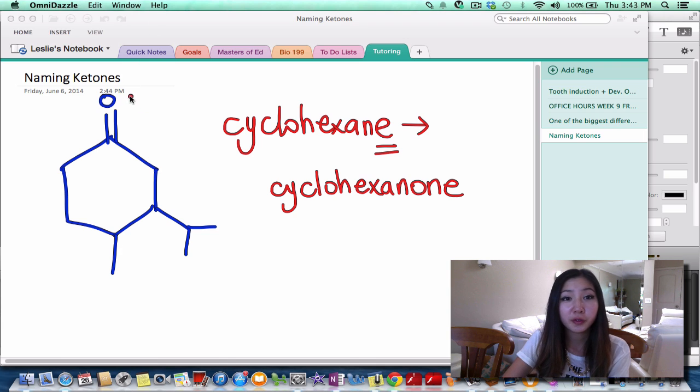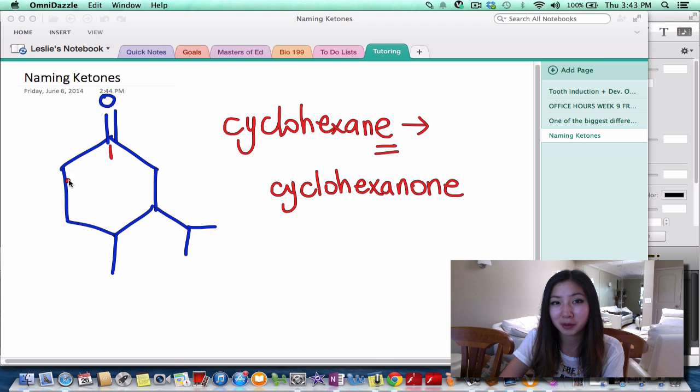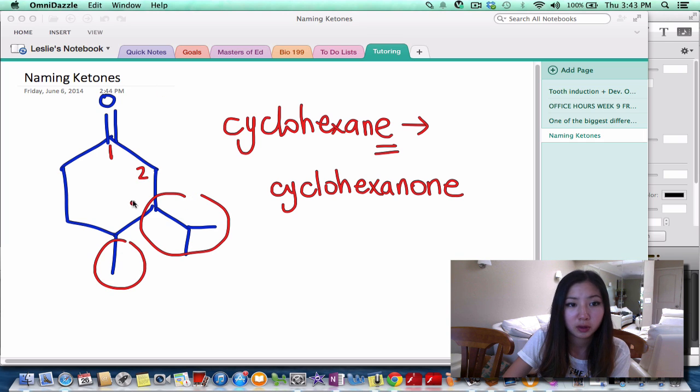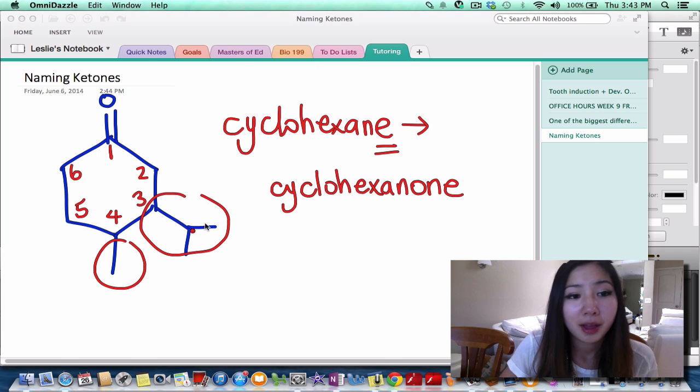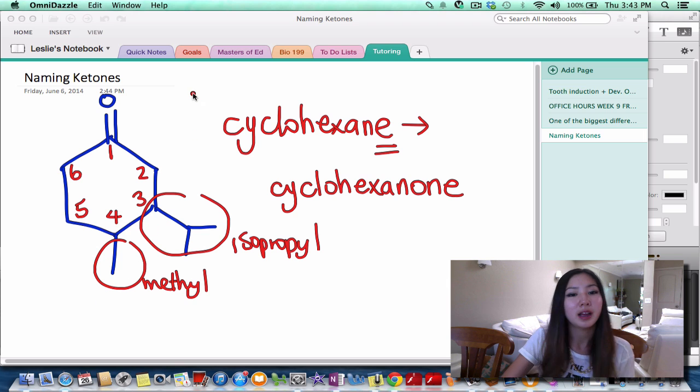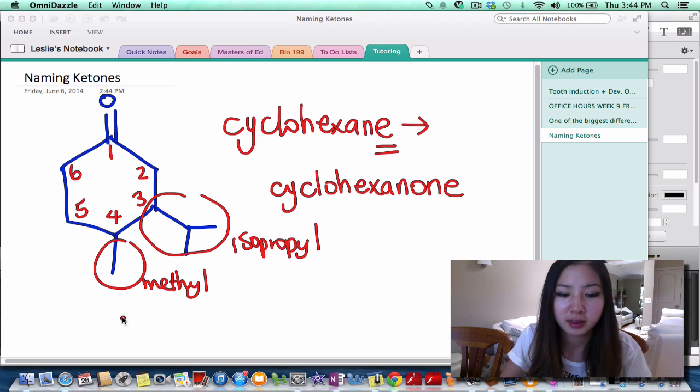So in a ring, you always make the carbon connected, the carbon of the carbonyl, your number 1. And then how do we know whether we're going to go 1, 2, 3, 4, 5, 6 or 1, 2, 3, 4, 5, 6? Once again, we want the substituents to have the lowest numbering. So we're going to go 1, 2, 3, 4, 5, 6. And so now we know we have an isopropyl group at the 3, and we have a methyl group at the 4.